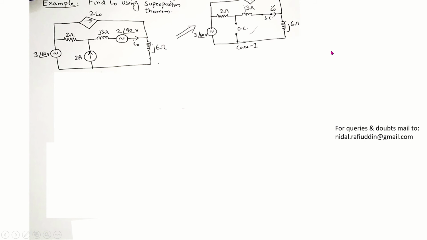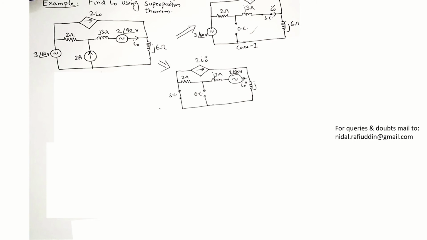This is case 1. Here we have taken the first source, that is 3 angle 60 volts, and discarded the remaining 2 independent sources. As we learned, in order to remove the other 2 sources, we replace them by their internal resistance. The internal resistance of a current source is infinite, so it is replaced by an open circuit, and that of a voltage source is 0, and thus it is short circuited.